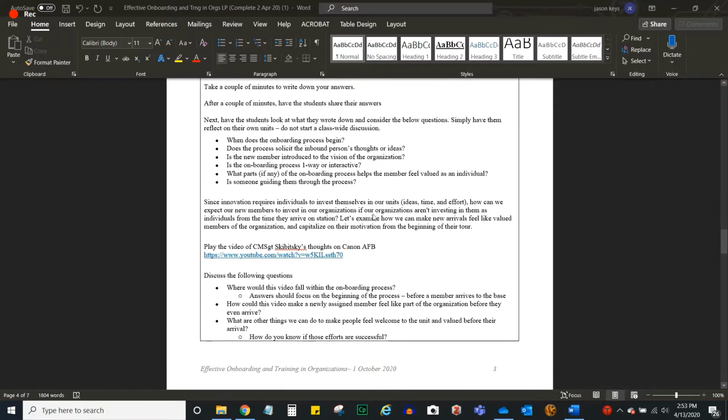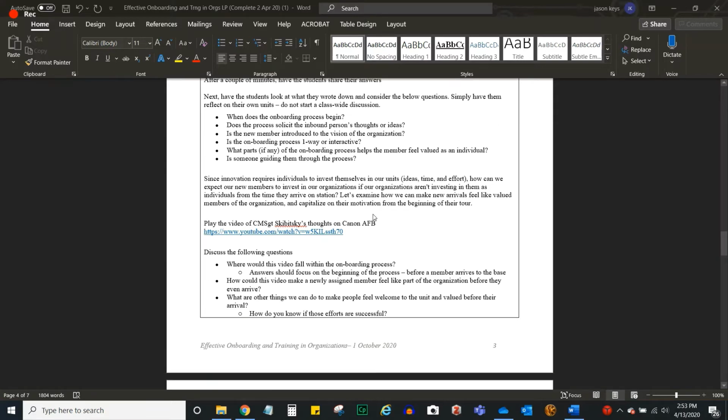And so then you let them know, hey, since innovation requires individuals to invest themselves in our units, how can we expect our new members to invest in us if we don't invest in them as individuals from the time they arrive on station? And so we put something here like, let's examine how we can make new arrivals feel valued and capitalize on their motivation from the beginning of their tour.